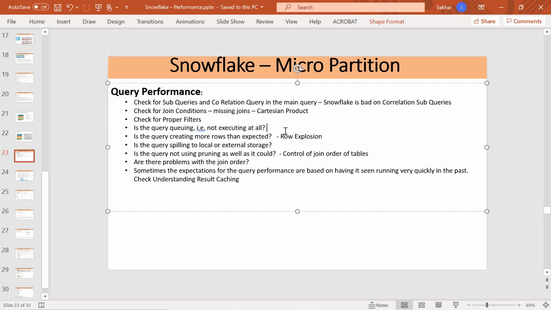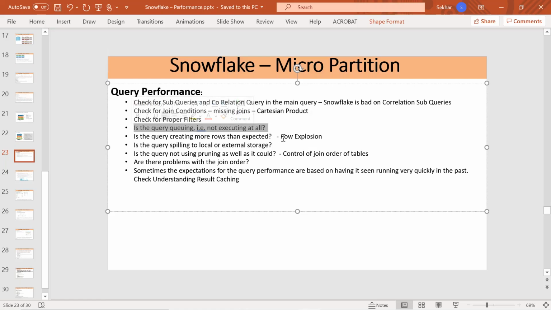Okay. Is the query queuing, not executing at all? That means previously the query was running fine, within 30 seconds or less than a minute it was getting executed. Now it's running more than 4 or 5 minutes. So you have to go and look at the warehouse load monitor graph and see whether the load is too much on the system, and whether there is any queuing happening, and then go check it out.